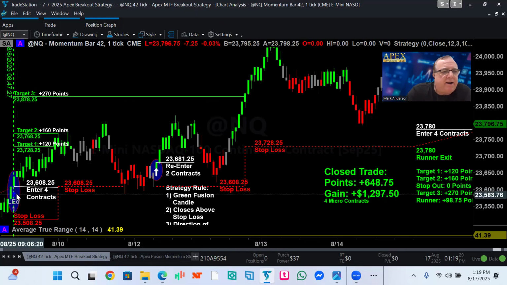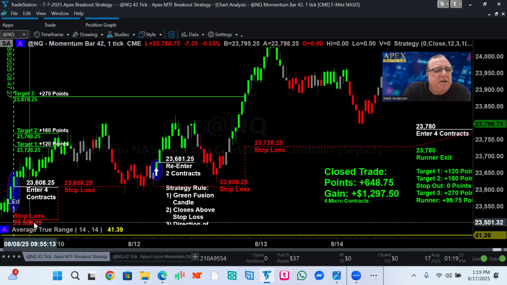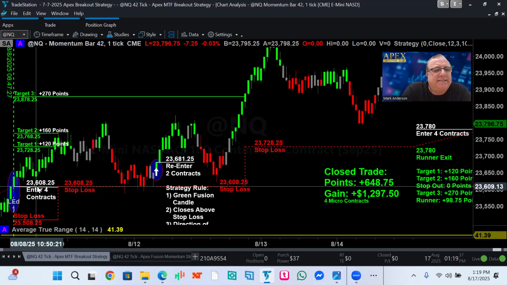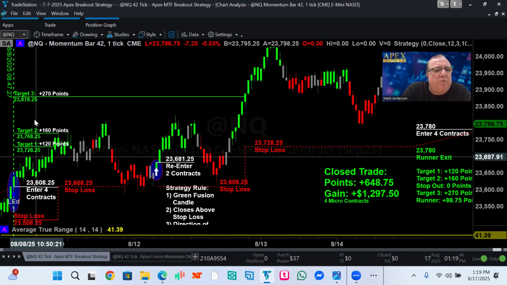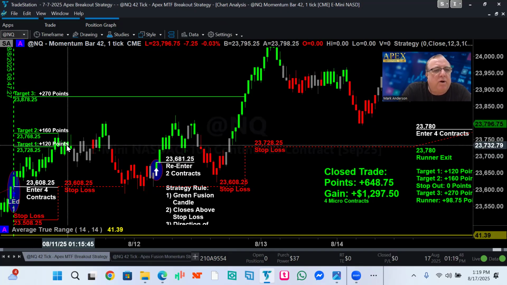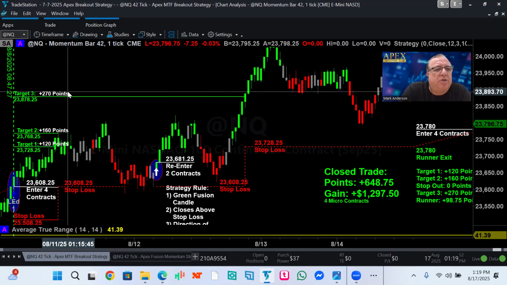There's the automated breakout signal. So we put our stop loss for all four contracts 100 points below. We entered at 608, so the stop loss is 508. And then we move forward with our targets. We have 120 points for target one, 160 points for target two, and 270 points for target three.